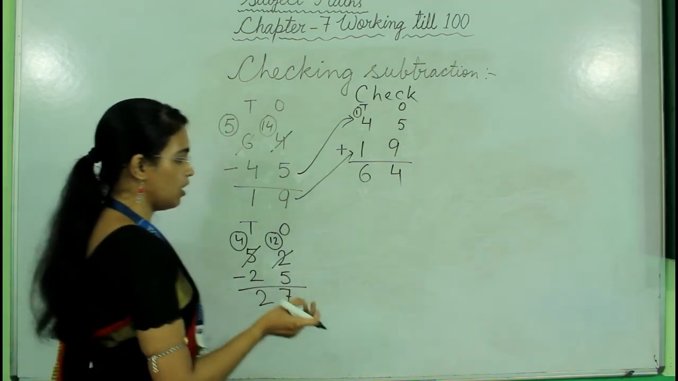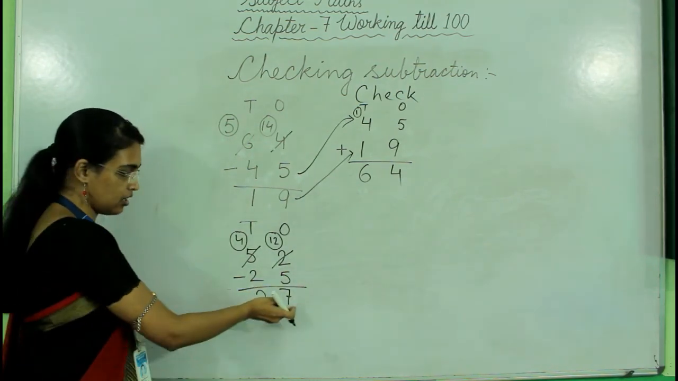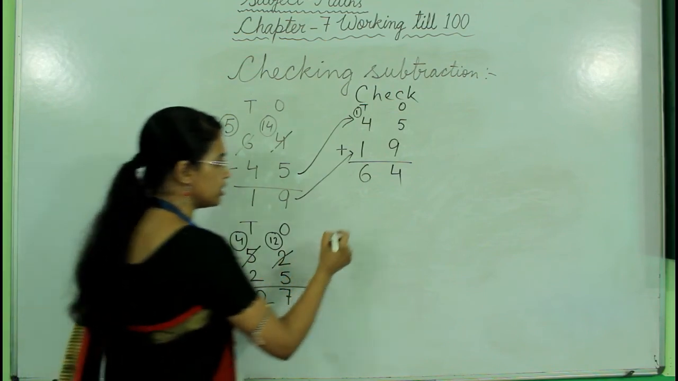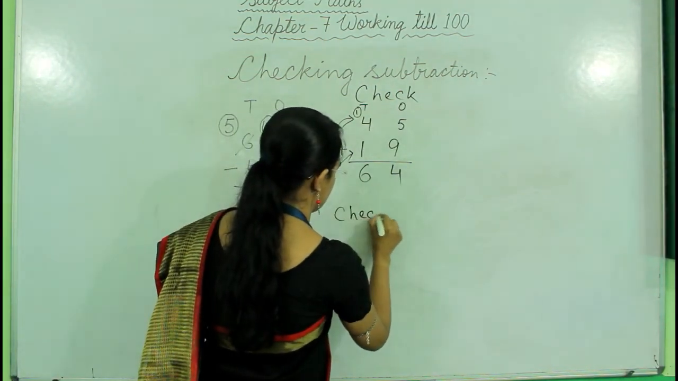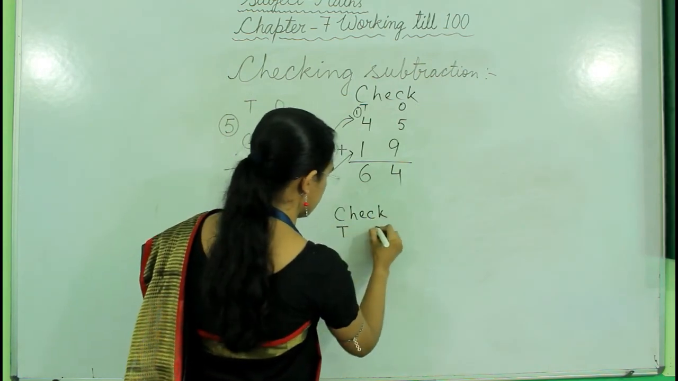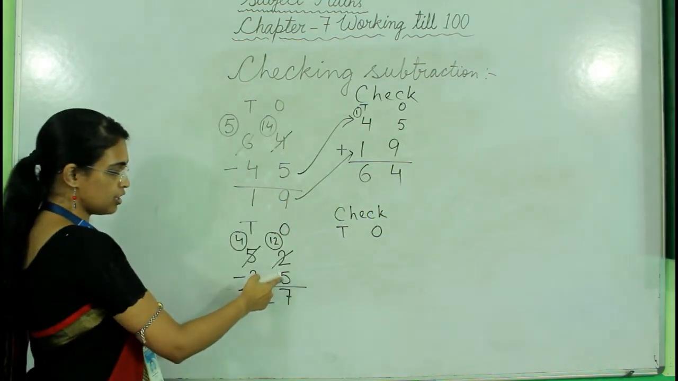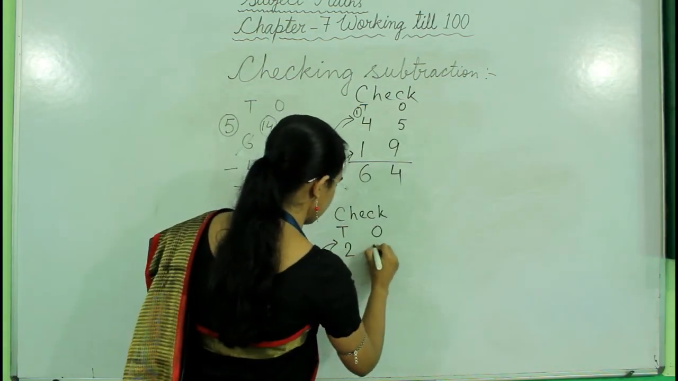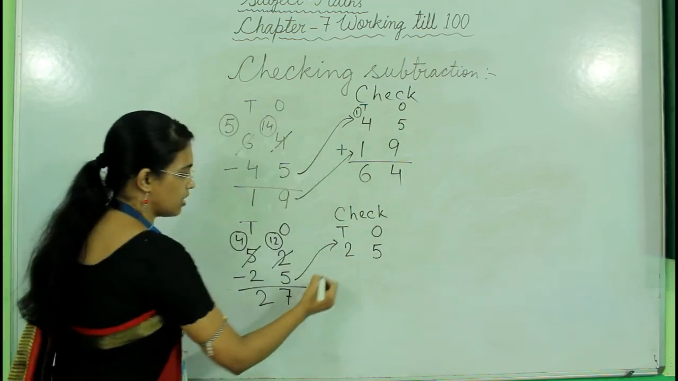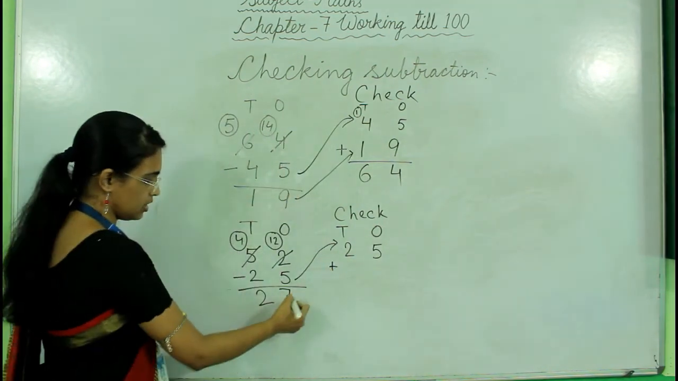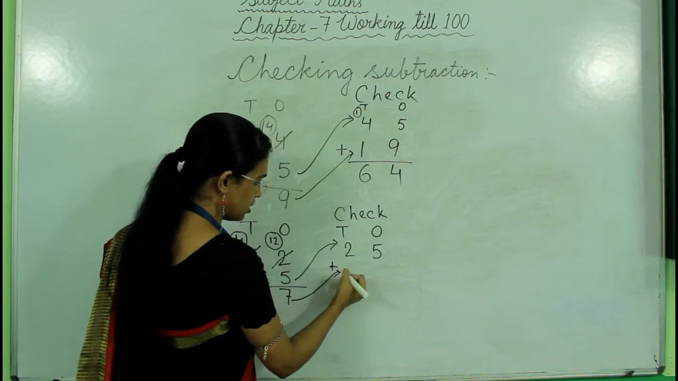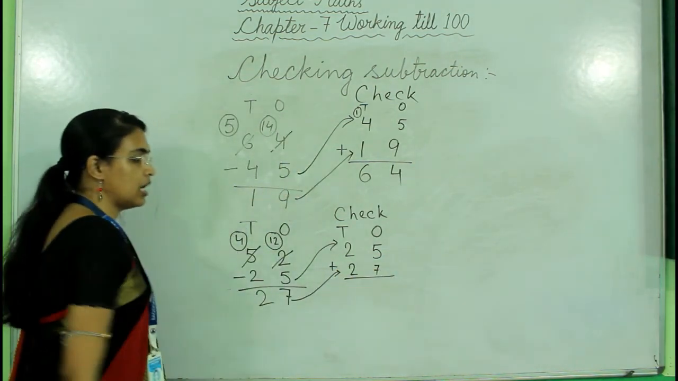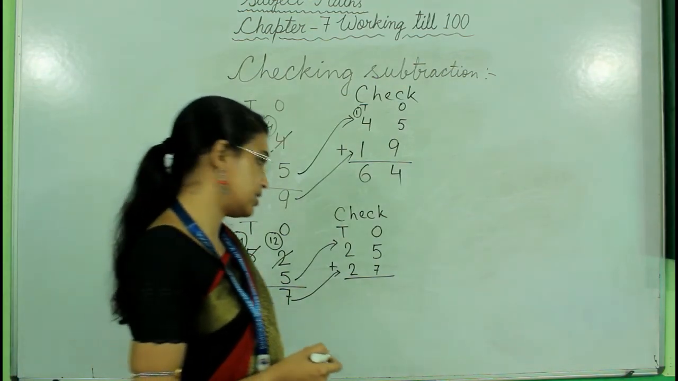Now for checking this answer, whether it is right or wrong, what do we have to do? We use the check process. Right, check, then T and O. First put the second number at the top, that is 25. Then the addition sign or plus sign. Then put this answer here, 27. Now you have to add 25 and 27.